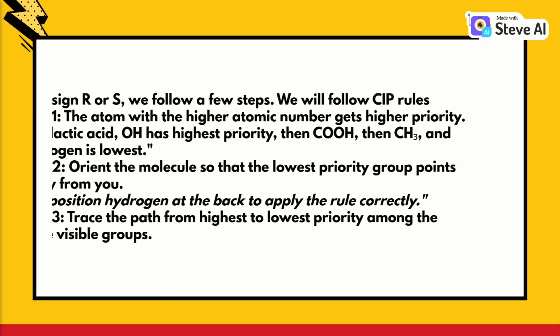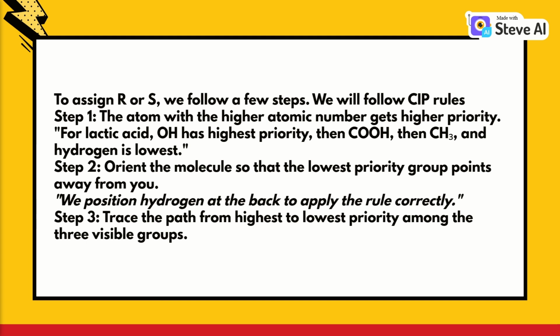To assign R or S, we follow a few steps. We will follow CIP rules. Step 1. The atom with the higher atomic number gets higher priority. For lactic acid, O has highest priority, then COOH, then CH3, and hydrogen is lowest.